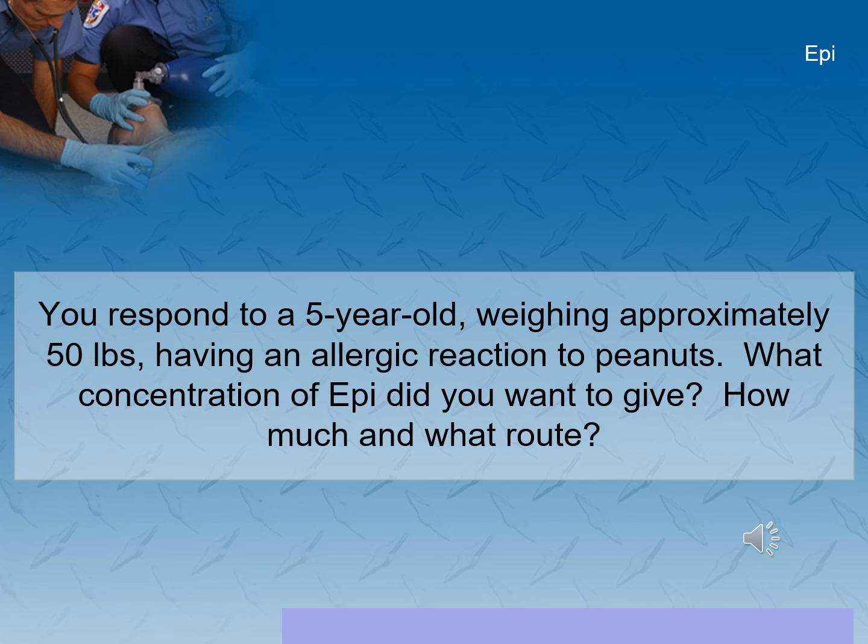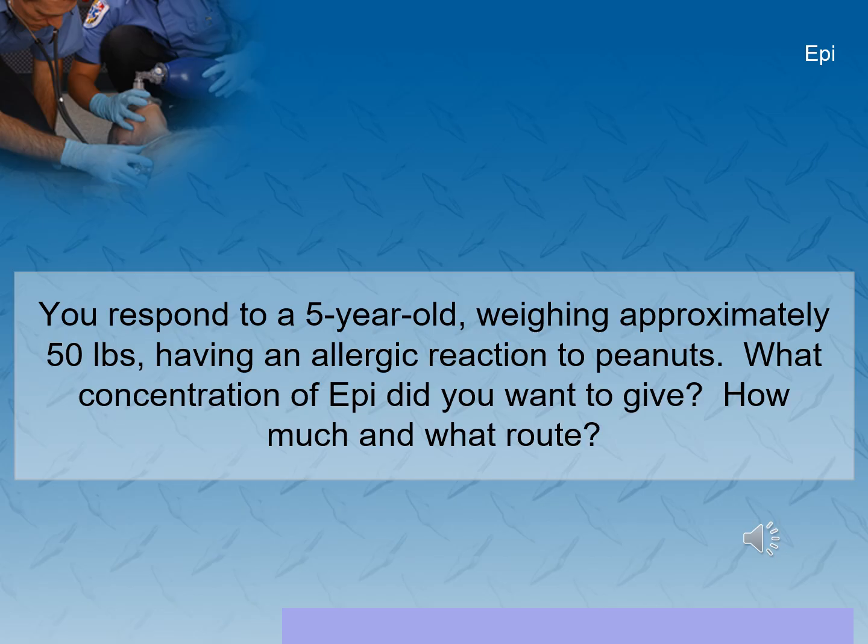So you need to break it down into kilograms. So 50 divided by 2 minus 10% puts you at 22.5 kilograms. So the dose in the protocol book is less than 25 kilograms, 0.5 milligrams of Epi IM.